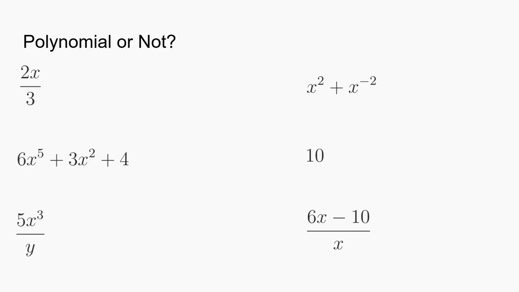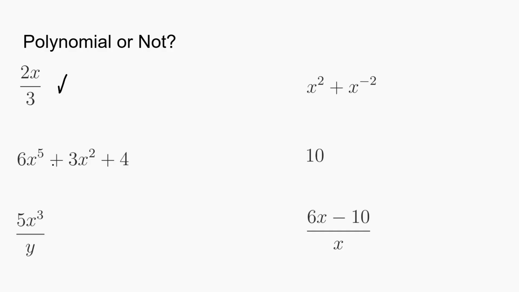Now, let's practice identifying whether something is a polynomial. Let's start here. We have 2x divided by 3. Is that a polynomial? Yes, it is. It's 2/3, which is a constant, multiplied by x, which is a variable. That counts as a polynomial. To be specific, it's a monomial because there's only 1 term.